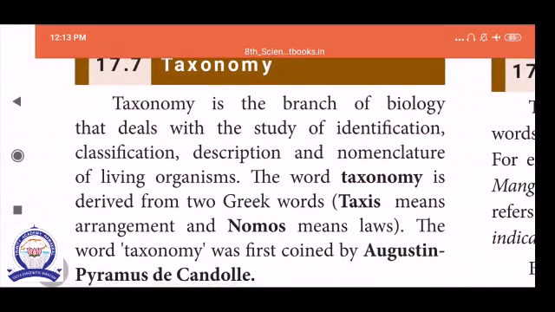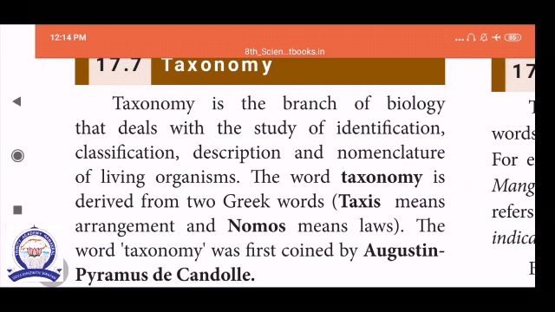Next topic is taxonomy. Taxonomy is the branch of biology that deals with the study of identification, classification, description and nomenclature of living organisms. What is meant by nomenclature? It is creating a new scientific name. Binomial nomenclature means having two names. Generally, nomenclature means creating a new scientific name, for either plants or animals.